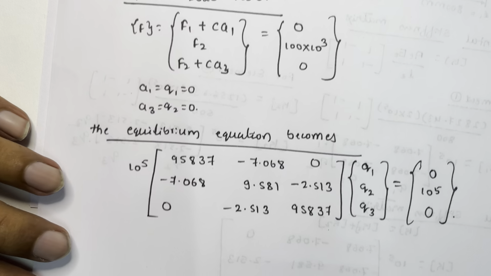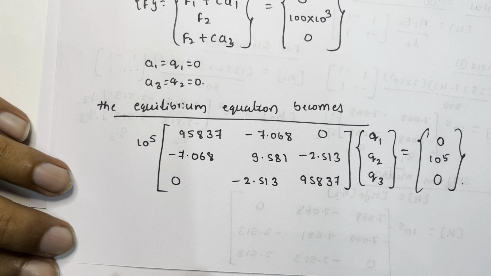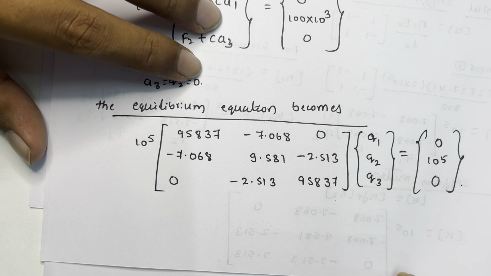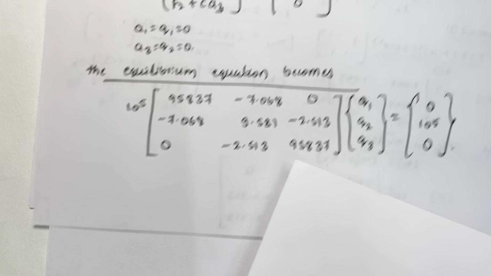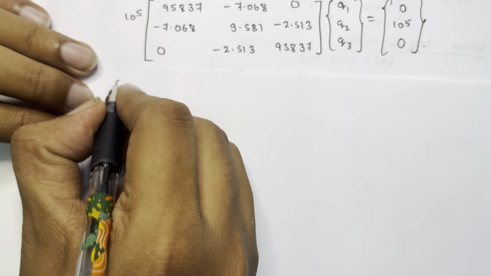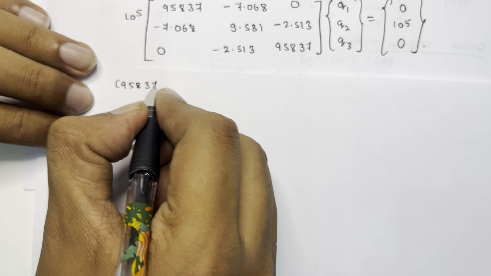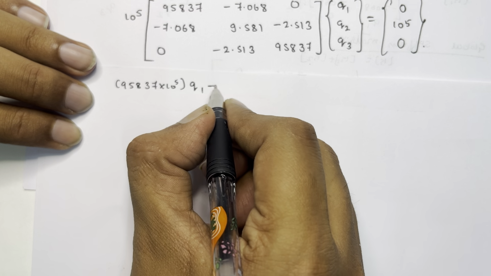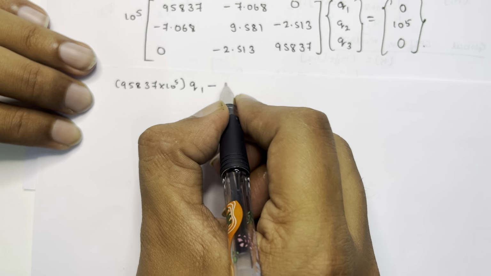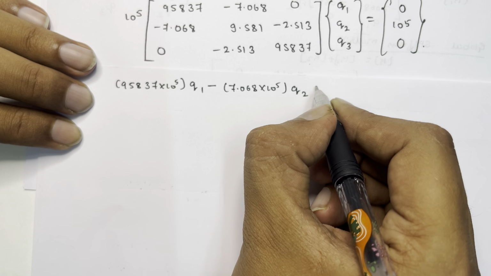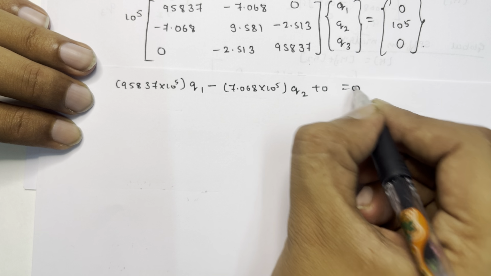Okay, so we have to solve according to matrix multiplication. Here first row into first column. I will show you how to do matrix multiplication. Okay, so first row first column, 9.5837 into 10 raised to 5, that is first value. In this column the first value is q1. Similarly, minus 7.068 into 10 raised to 5 into q2 plus 0 into anything is 0, and that is equal to 0.